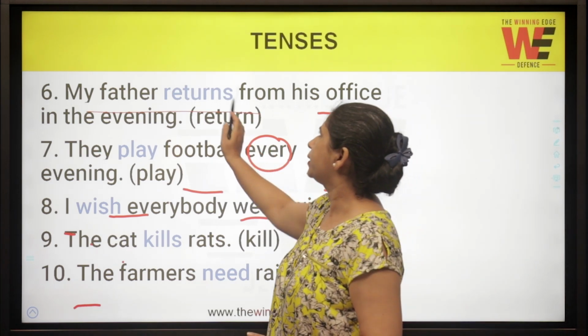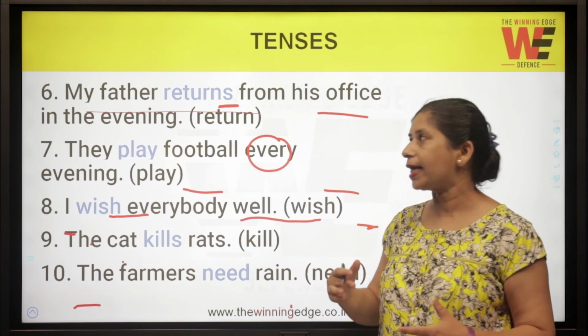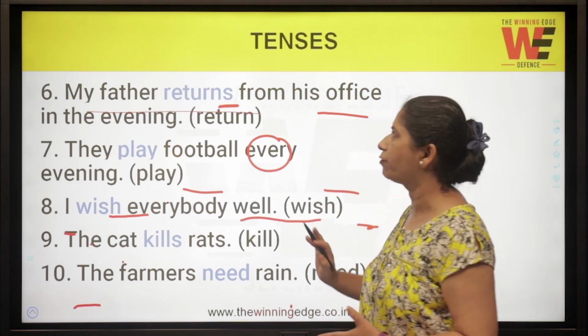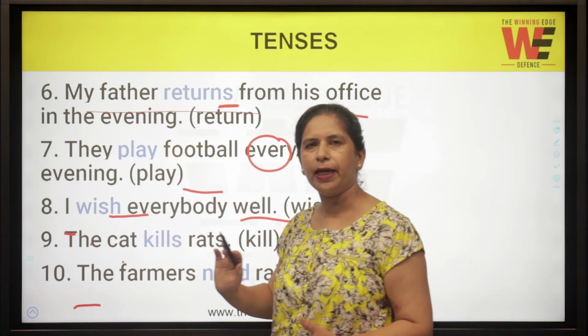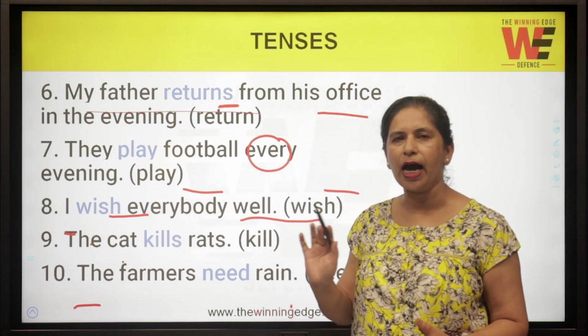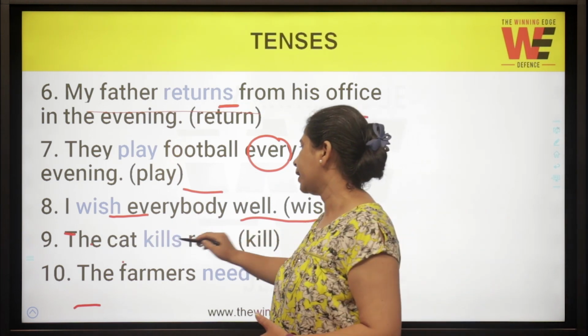So my father return का क्या हो जाएगा? Returns. ठीक है, my father returns. So ये कैसा sentence बना है? आपका simple present tense. My father returns from his office in the evening. They play football. Play का play ही रहेगा यहाँ पे. I wish. यहाँ पे भी wish का wish ही रहेगा. I wished नहीं हो जाएगा. I wishes नहीं होगा.